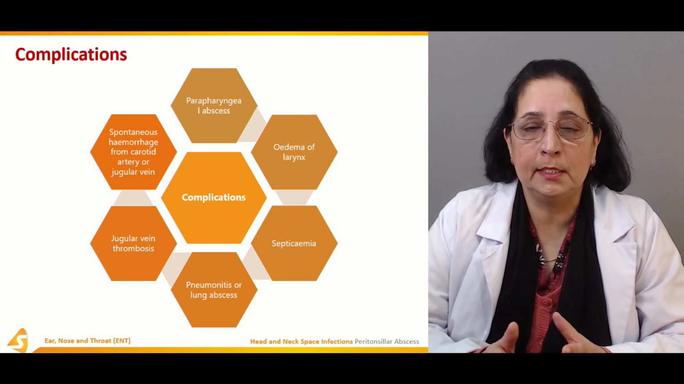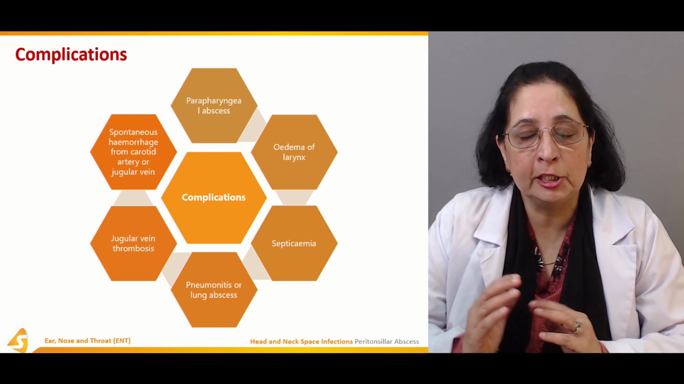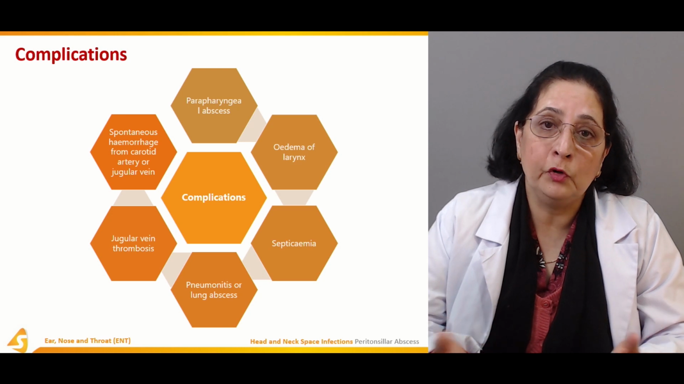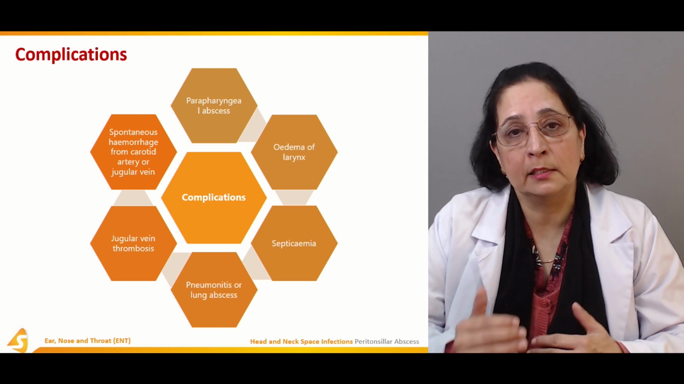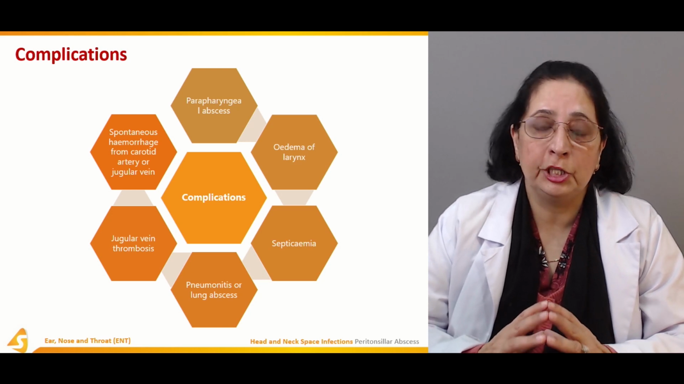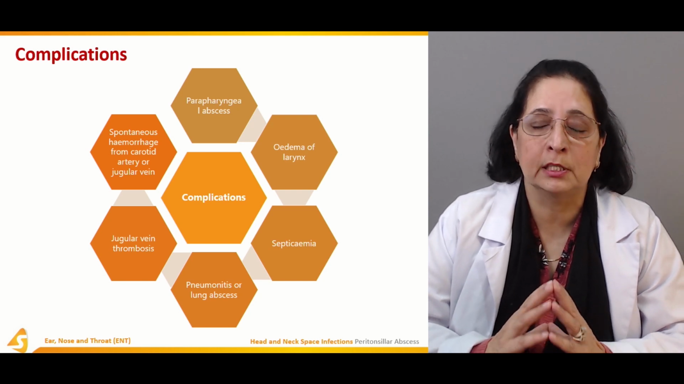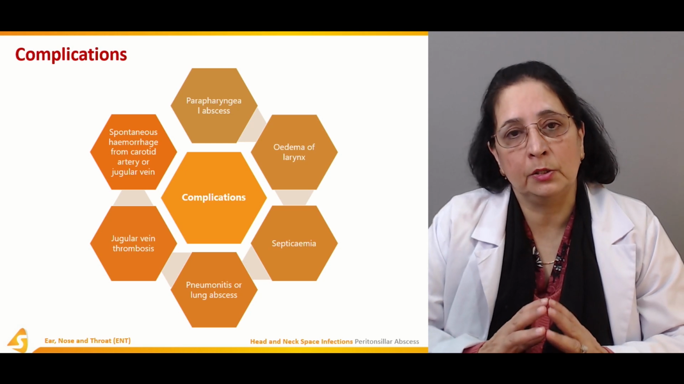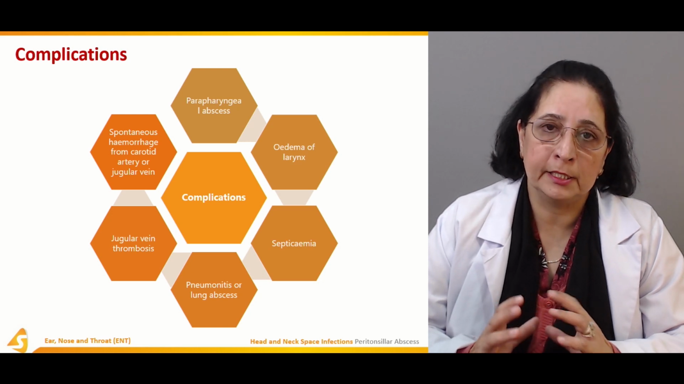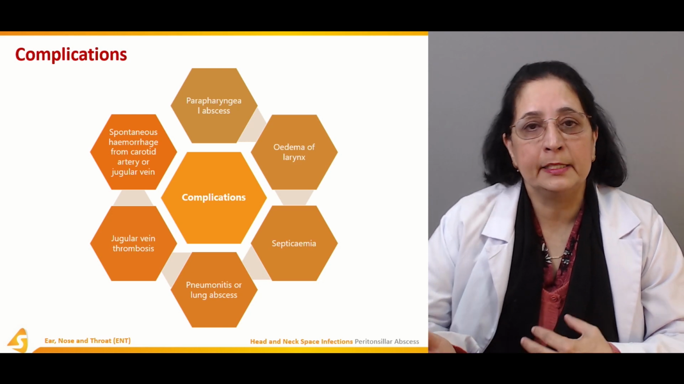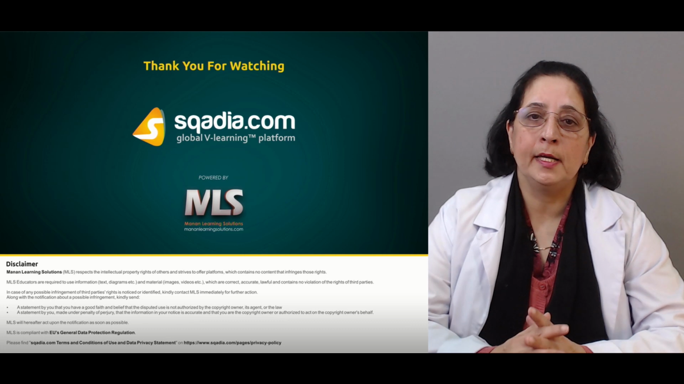If any one of these occurs, usually the patient is in really bad condition, especially with septicemia. Pneumonitis and lung abscess can also occur as a result of aspiration. So with proper management and treatment, we can avoid these complications. We should take special care whenever there is an abscess or a chance of the patient developing septicemia. So that was all about the peritonsillar abscess.